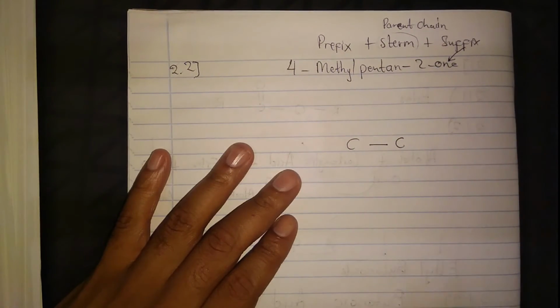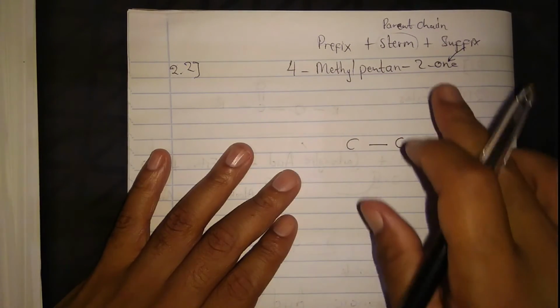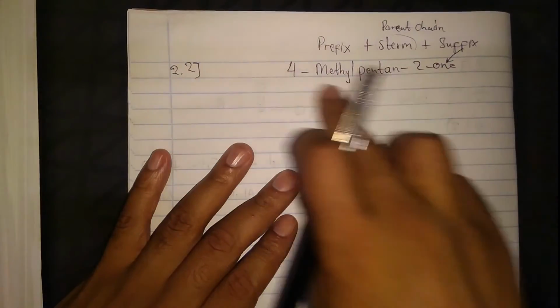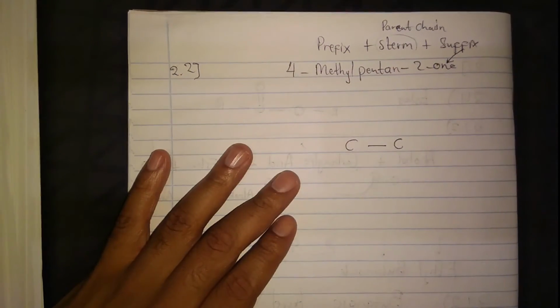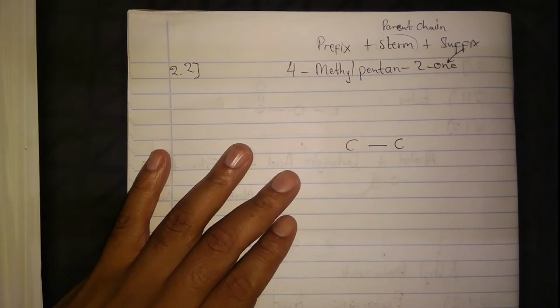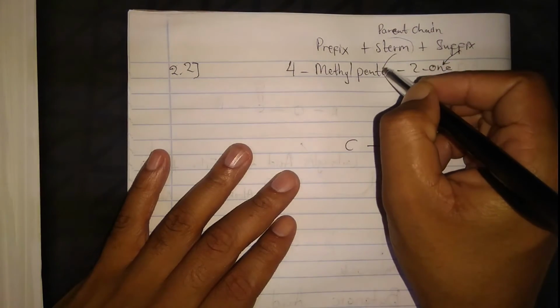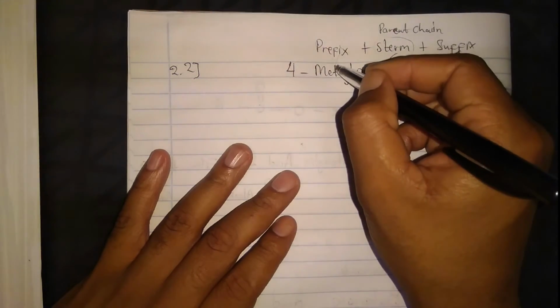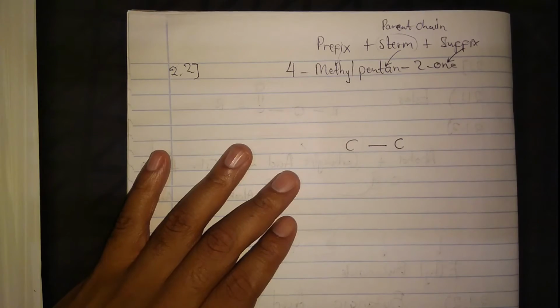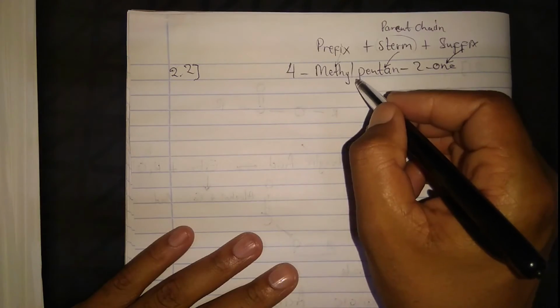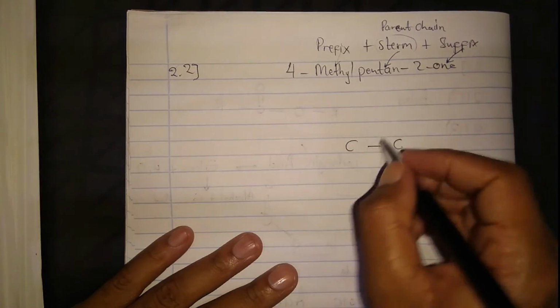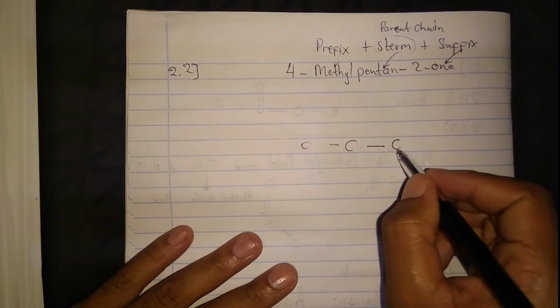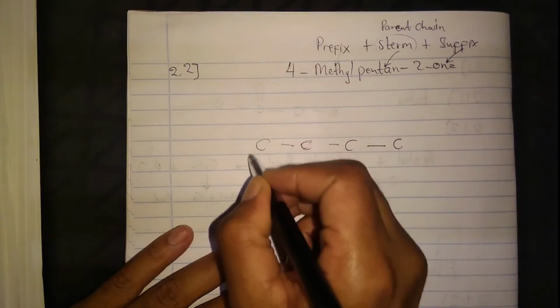The suffix tells us which homologous series this compound belongs to. The suffix is telling the homologous series or functional group, and then the stem is telling the parent chain, how many carbon atoms. So pent means what? 5. And then the prefix is telling the branches on that parent chain or the stem. So pent simply means that in the main chain we have 5 carbon atoms: 1, 2, 3, 4, 5.